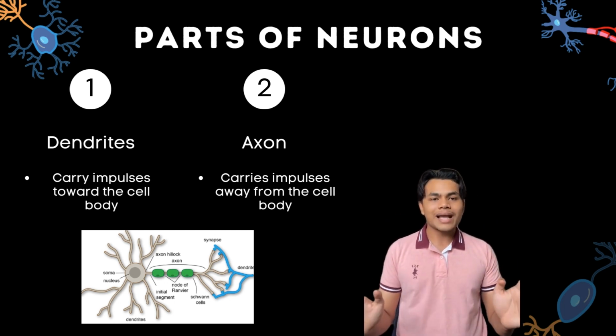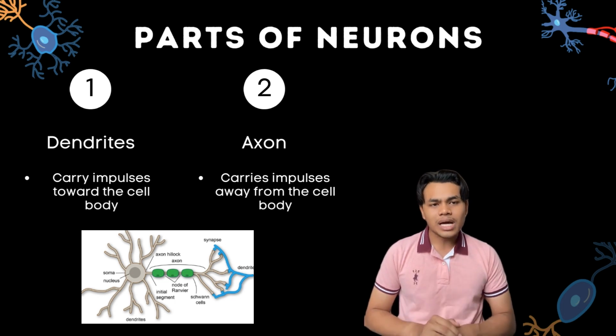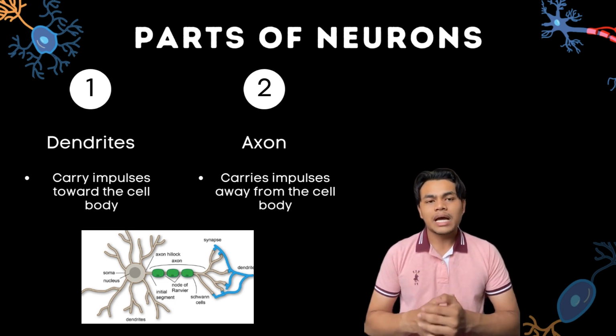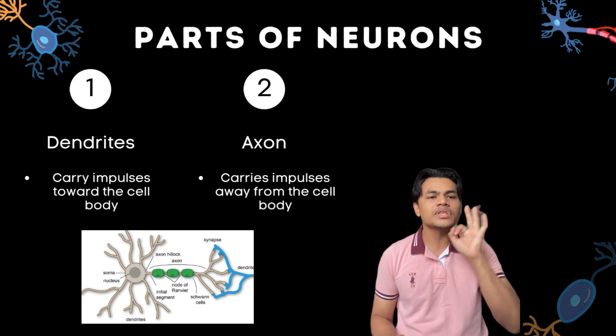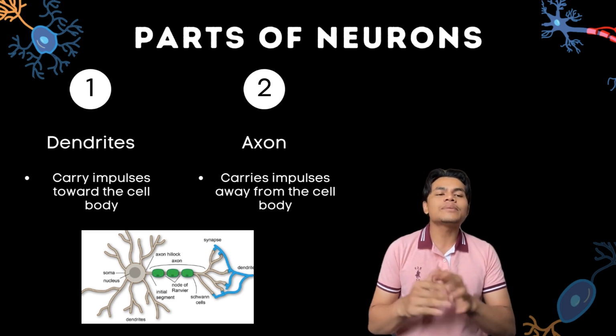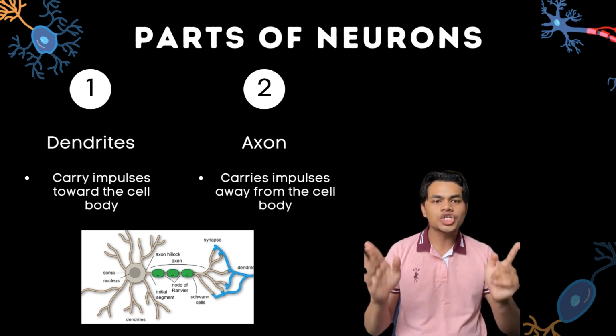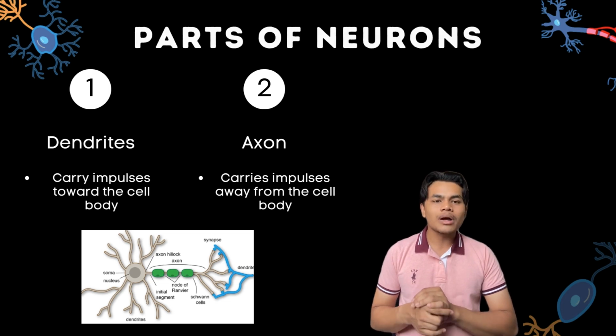The second one, the axon. The axon is a process that conducts impulses away from the nerve cell. An axon can be more than 3 feet long. Many but not all axons are protected by a myelin sheath, which is a white fatty tissue covering.